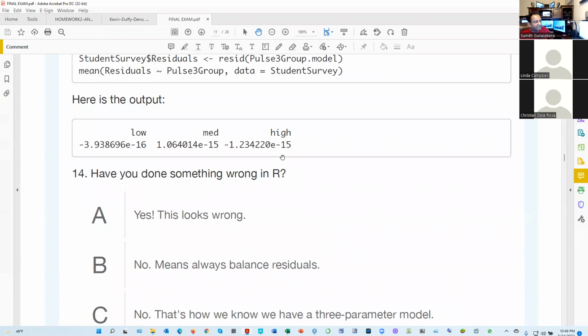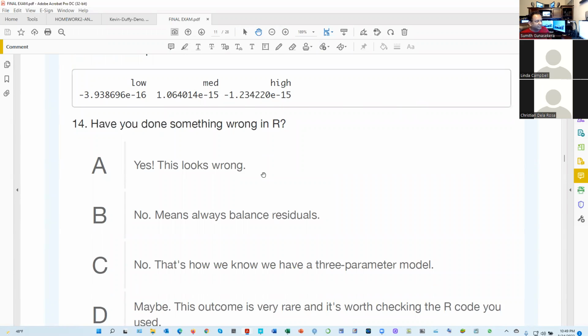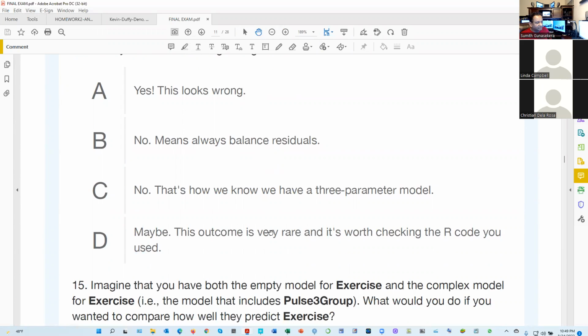So here means like this. If you get something like this, as she said, the mean always balances the residual. See, the mean always balances the residual.